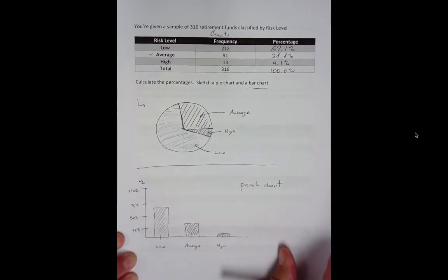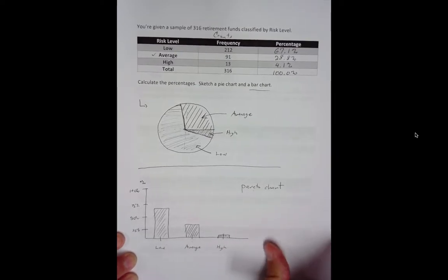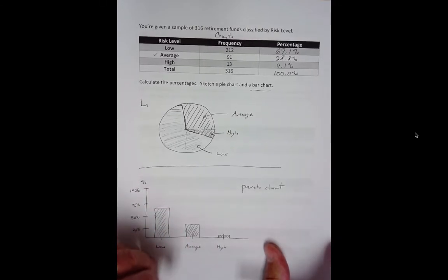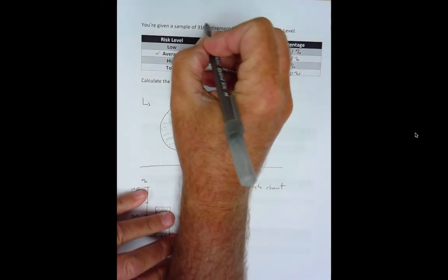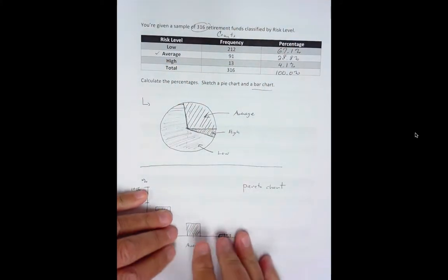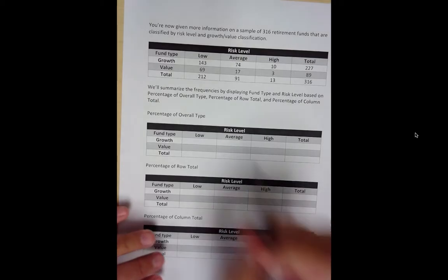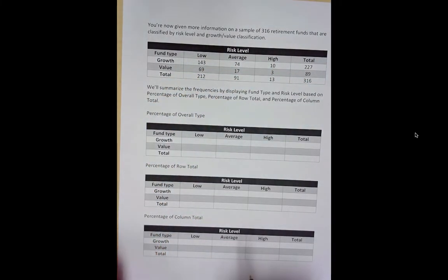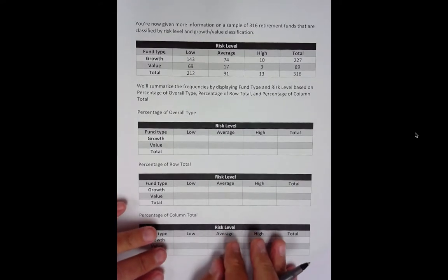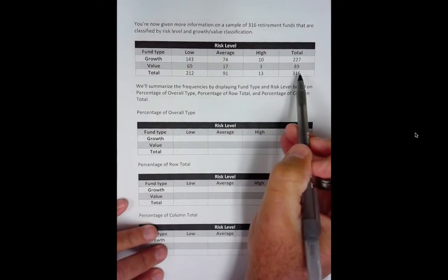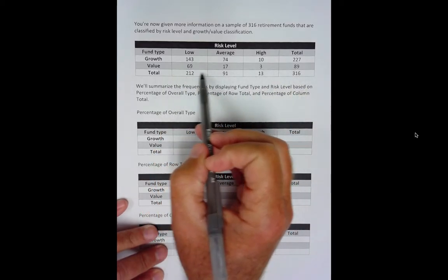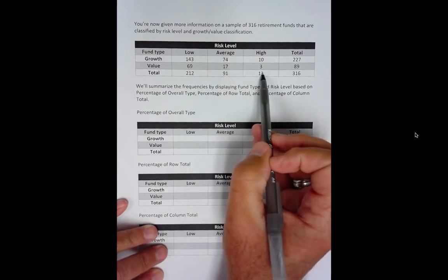Now, let's say that we had a little bit more information about these 316 retirement funds. Classified not only by risk level, but let's say we have them classified by risk level and whether or not they were a growth or a value classification. So you can see we still have 316. We still have 212 that are classified as low, 91 is average, and 13 is high.